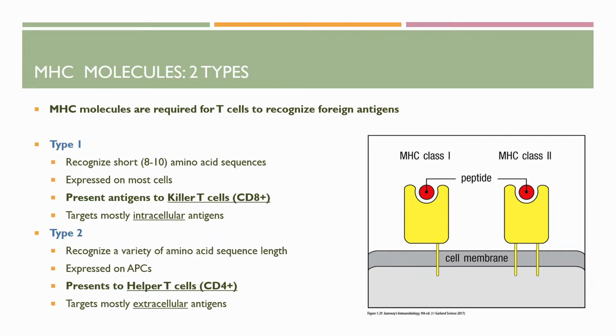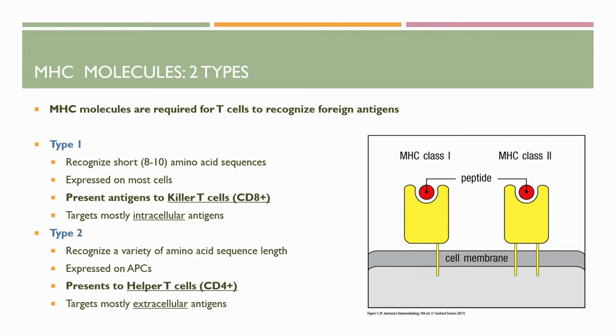There are two types of MHC molecules. Type 1 presents antigens to killer T cells, or CD8 positive cells. This one targets mostly intracellular antigens, and I'll show you more of this shortly. Type 2 molecules are expressed on antigen-presenting cells, like dendritic cells and things like that. Type 1 molecules are expressed on most cells.